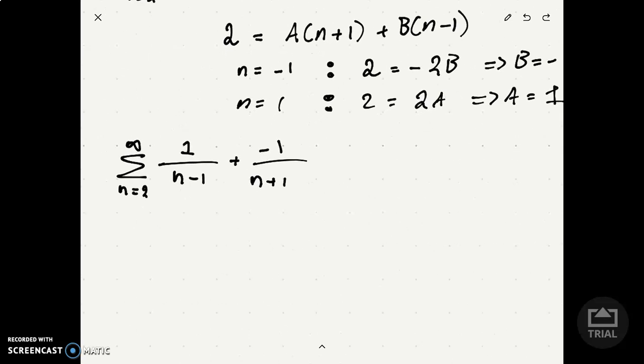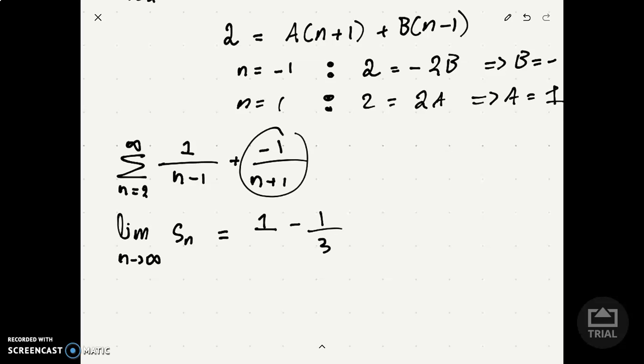So for the telescoping sum, s of n, we're going to take the limit of this thing. Remember, the limit as n approaches infinity. So the first term, well, we start at 2, so we're basically going until the nth term. So 1 over 2 minus 1 is just 1. And then minus 1 over 3 for this term when we plug in 2. Now plus, plugging in 3, 1 over 2, and then plugging in 3 in the other one, we get 1/4.